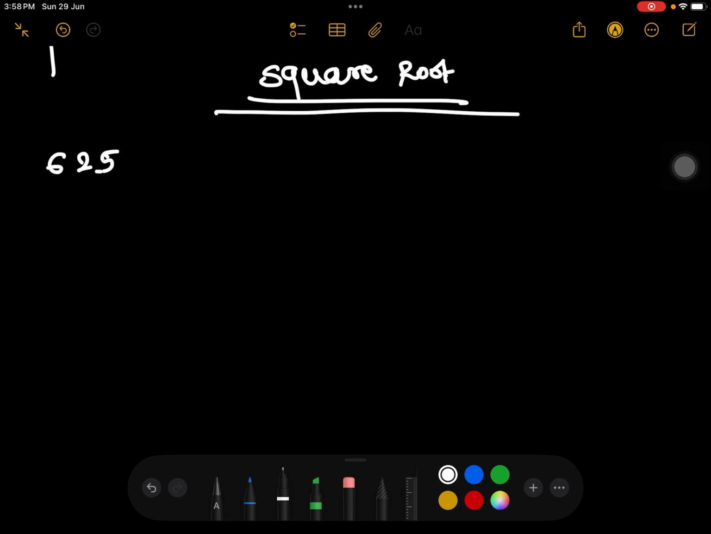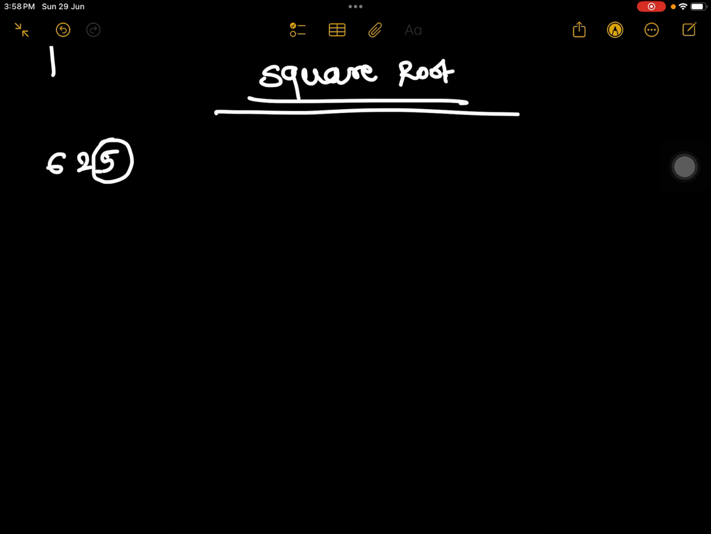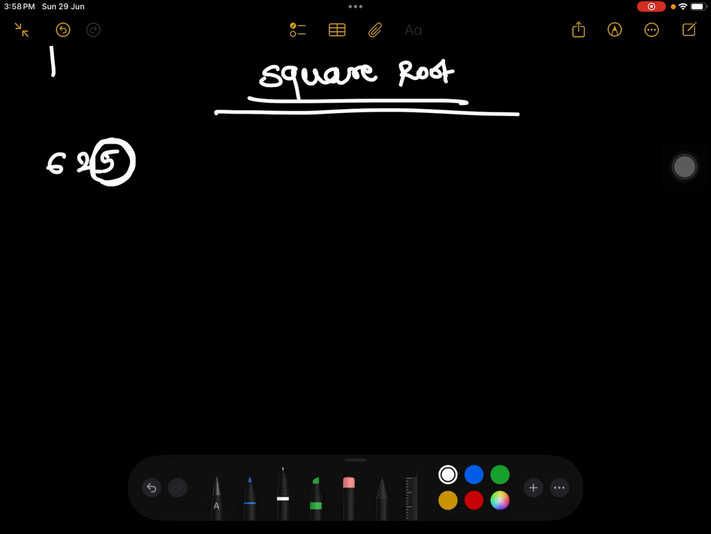How do we calculate the square root? First we check what the last digit is. Here it is 5, so write it down directly as a 5. Then leave the last two digits, which is 25, and take the largest square that can be subtracted from 6, which is 2. The square root of 625 is 25.